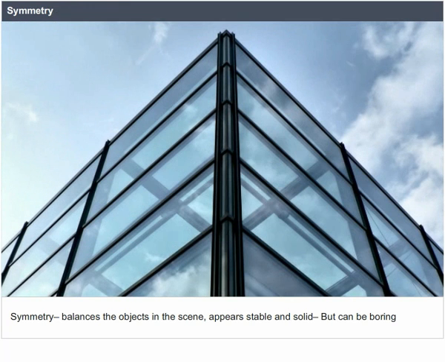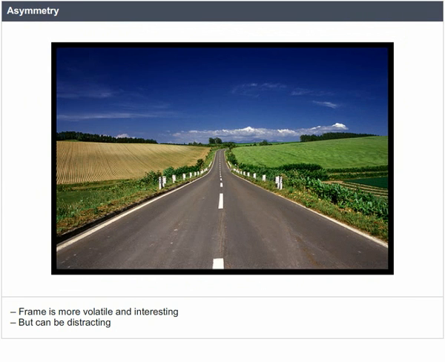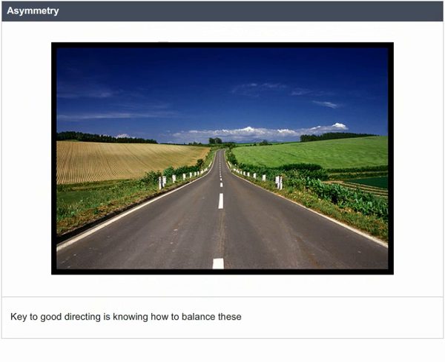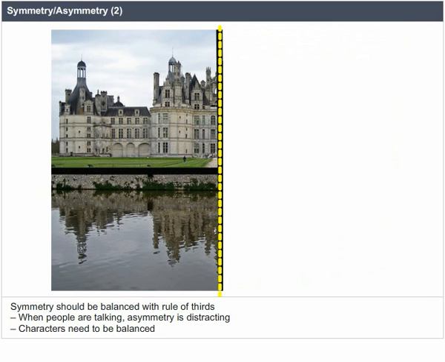Symmetry, asymmetry. Symmetry balances the objects in the scene, appears stable and solid, but can be boring. Asymmetry. Frame is more volatile and interesting, but can be distracting. The key to good directing is knowing how to balance these. Symmetry should be balanced with the rule of thirds.